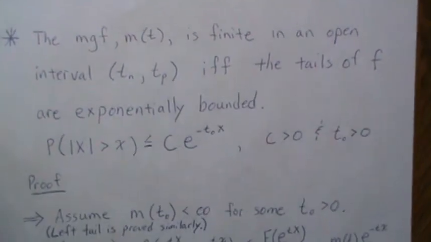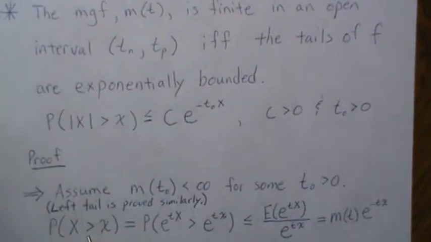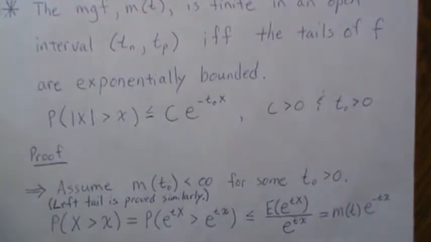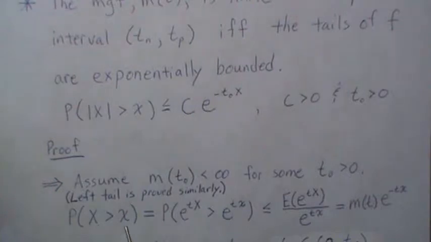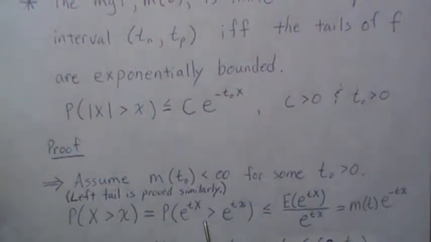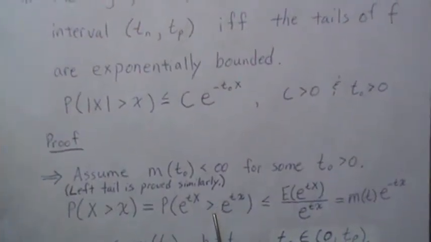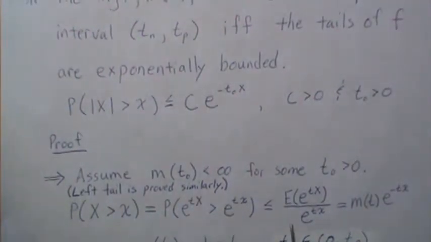So let's look at the proof here. Let's assume that the moment generating function is finite for some t greater than 0, and we're only going to look at the right tail. The left tail is done similarly, and due to time I'll let you do that on your own. So if we look at the probability of being greater than x, we can multiply each side by t and then exponentiate both, and we get this. These are equal in probability, and this is Markov's inequality here.